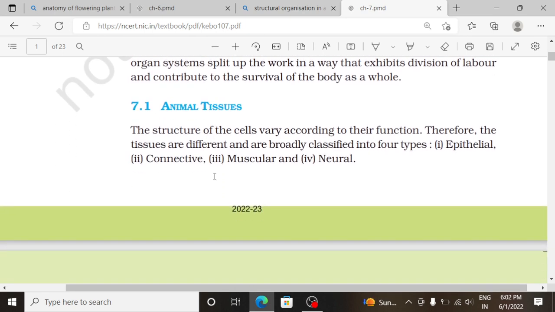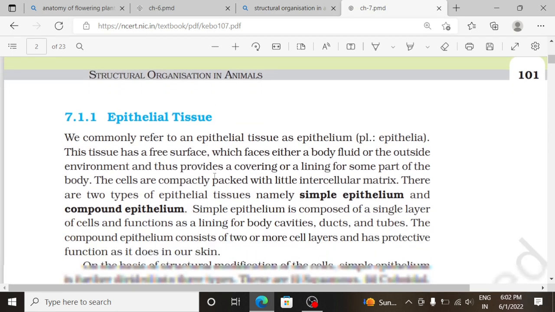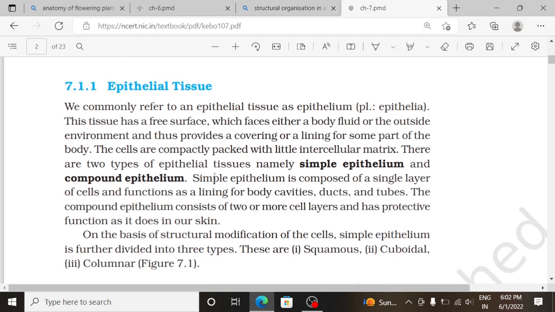Animal tissues. The structure of the cells varies according to their function. Therefore, the tissues are different and are broadly classified into 4 types: epithelial, connective, muscular, and neural. First type is epithelial tissue. We commonly refer to an epithelial tissue as epithelium, plural epithelia. This tissue has a free surface which faces either a body fluid or the outside environment and thus provides a covering or a lining for some part of the body.